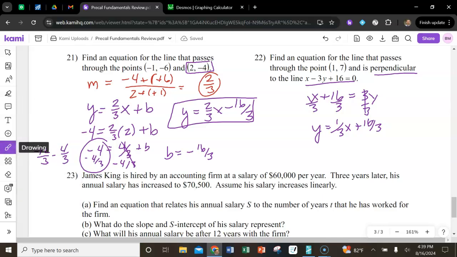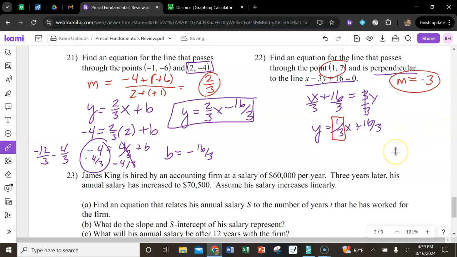When we do perpendicular, we take the slope and we do the opposite reciprocal. So I know that the slope that I want to use is flip that and make it negative. So I want to use a slope of -3. And it needs to go through this point.